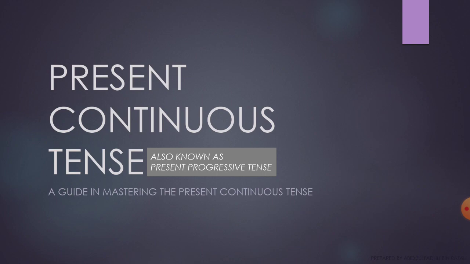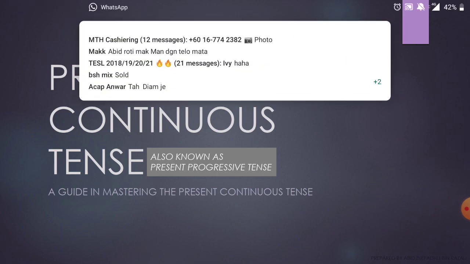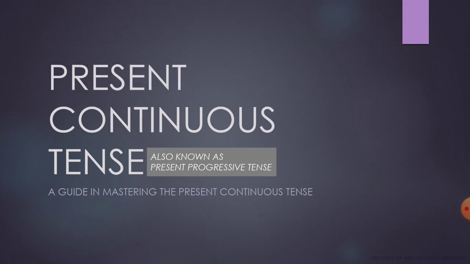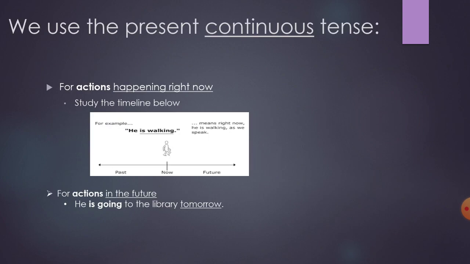Alright, for this week's lesson, we will learn another tense, which is the present continuous tense, or also sometimes referred to as the present progressive tense. There you can see a guide in mastering the present continuous tense. Firstly, when should we use the present continuous tense? For this tense, there are only two situations where it comes into play. Number 1, for actions happening right now, and another situation is for a definite plan or action in the future.